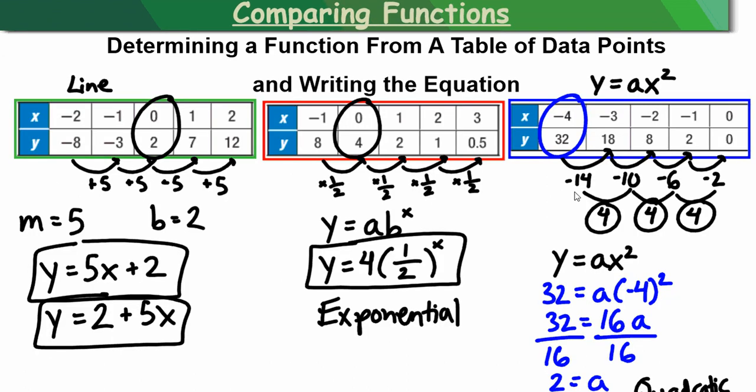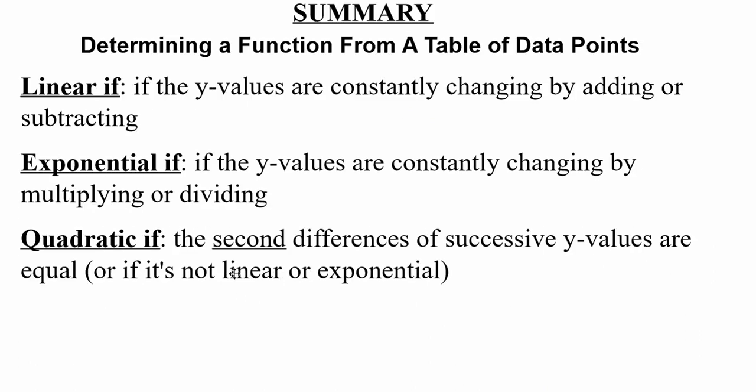So what were the differences? The difference here was 4. That's how far apart negative 14 and negative 10 are. Negative 10, negative 10, negative 6, negative 6, and negative 2. You have to go down 2 levels. Or you could just know that if it's not a line and not exponential, it has to be quadratic.